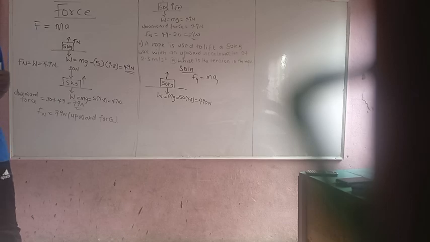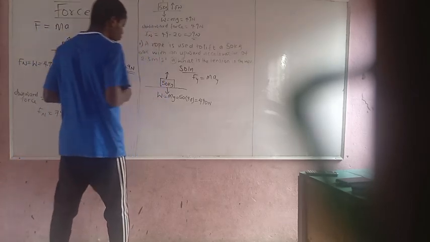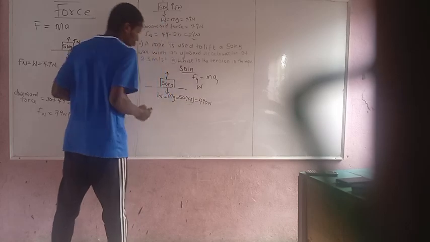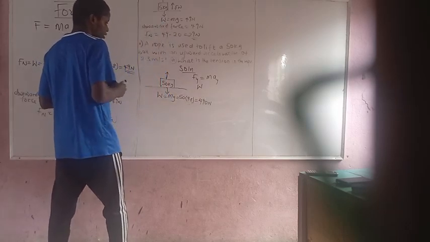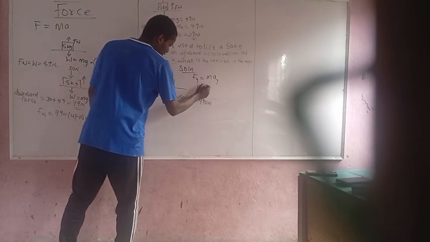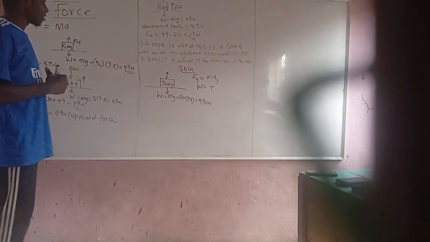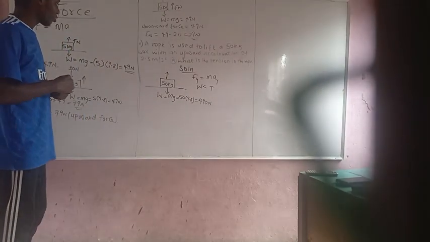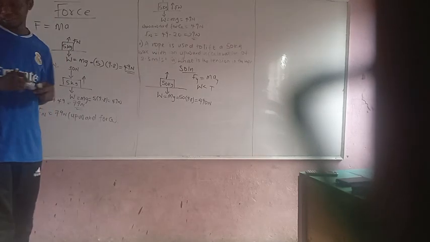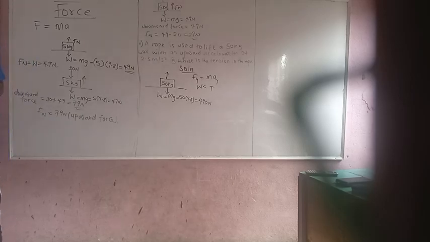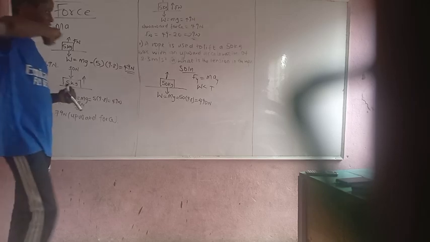For this body to be able to be lifted up, we said that the weight of the body is less than the tension, the upward force. Basically, for that body to lift off the ground, the weight force must be less than the tension.